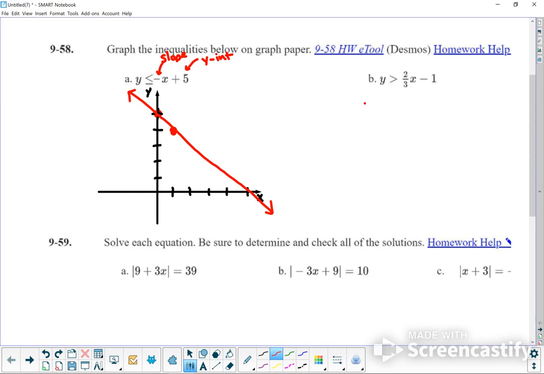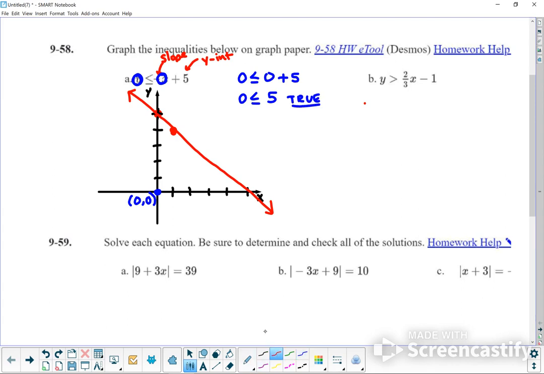So, we want to test a point, and you can test any point you want, but there's an easy point. That's going to be the point 0, 0. What that means is you're going to put 0 in for x and 0 in for y. That's what 0, 0 means. And you're going to work that out and see if it's true or not. So this comes out to be 0 less than or equal to 0 plus 5. And 0 plus 5 comes out to be 5. So this comes out to be 0 less than or equal to 5, and that is actually true.